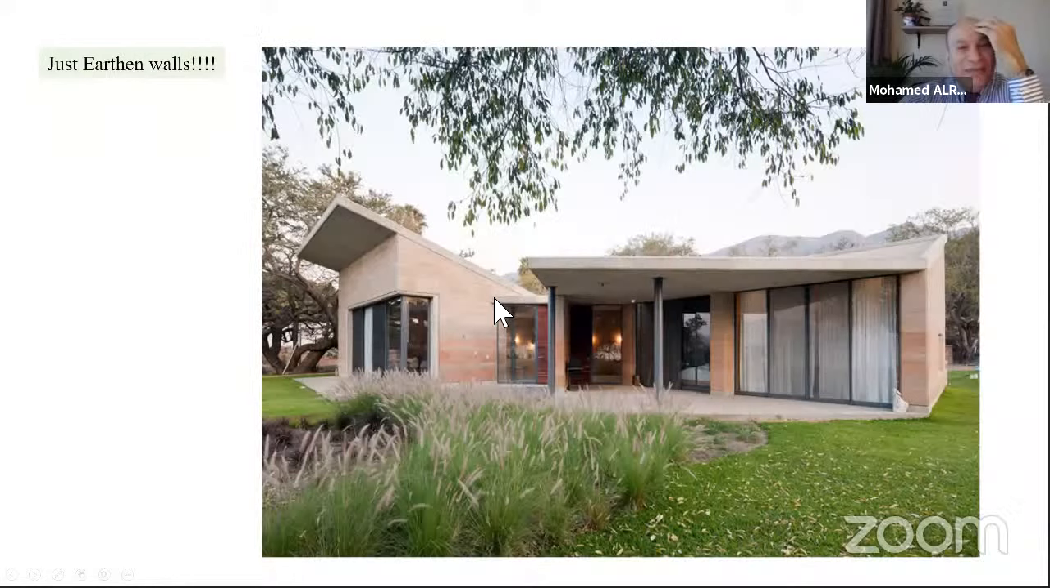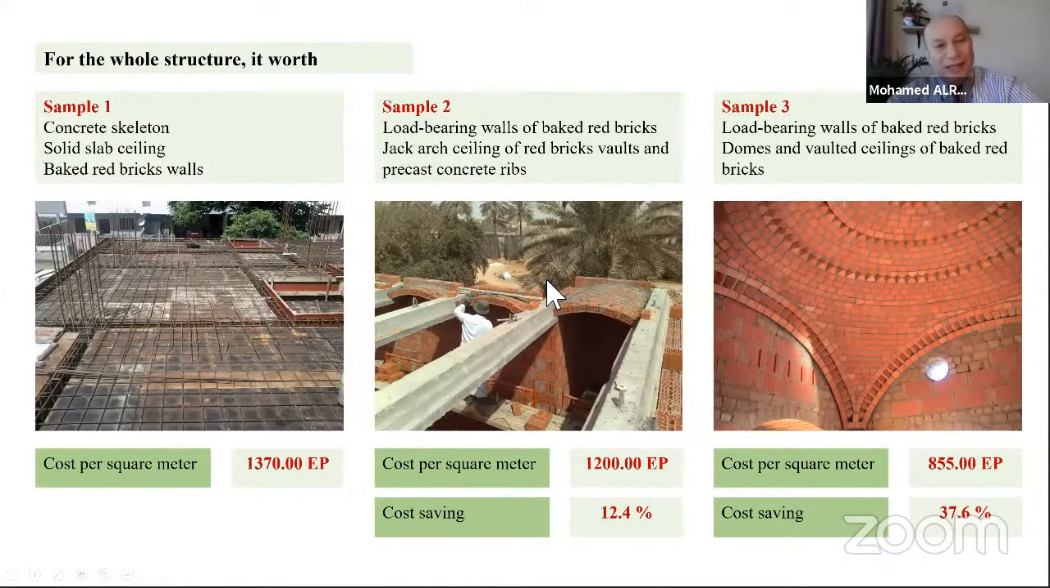And at the extreme, some buildings show that the walls are the only element composed of earth material. There is a steel structure and there is a flat slab of reinforced concrete for the roofing system. Oh my God. So how could they achieve some saving or affordability?